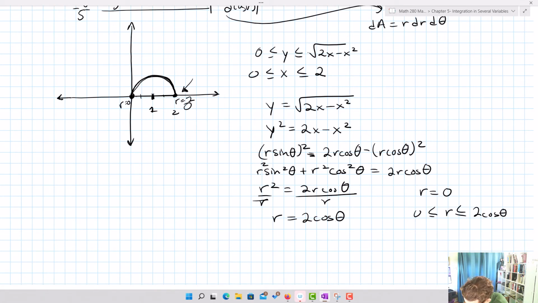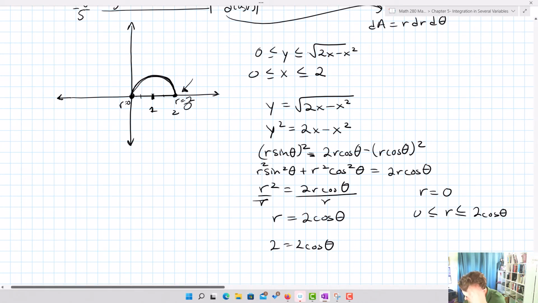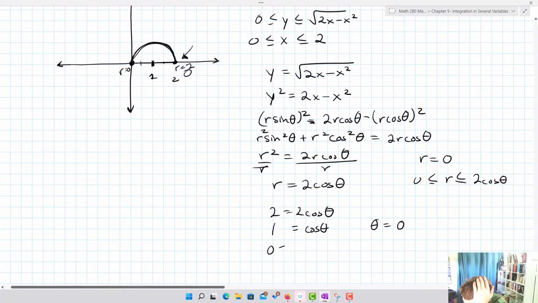So if I write that out, I've got 2 equals 2 cosine theta, so cosine theta equals 1. That ends up giving me that theta equals 0. And then I have 0 equals 2 cosine theta again, so cosine theta equals 0.